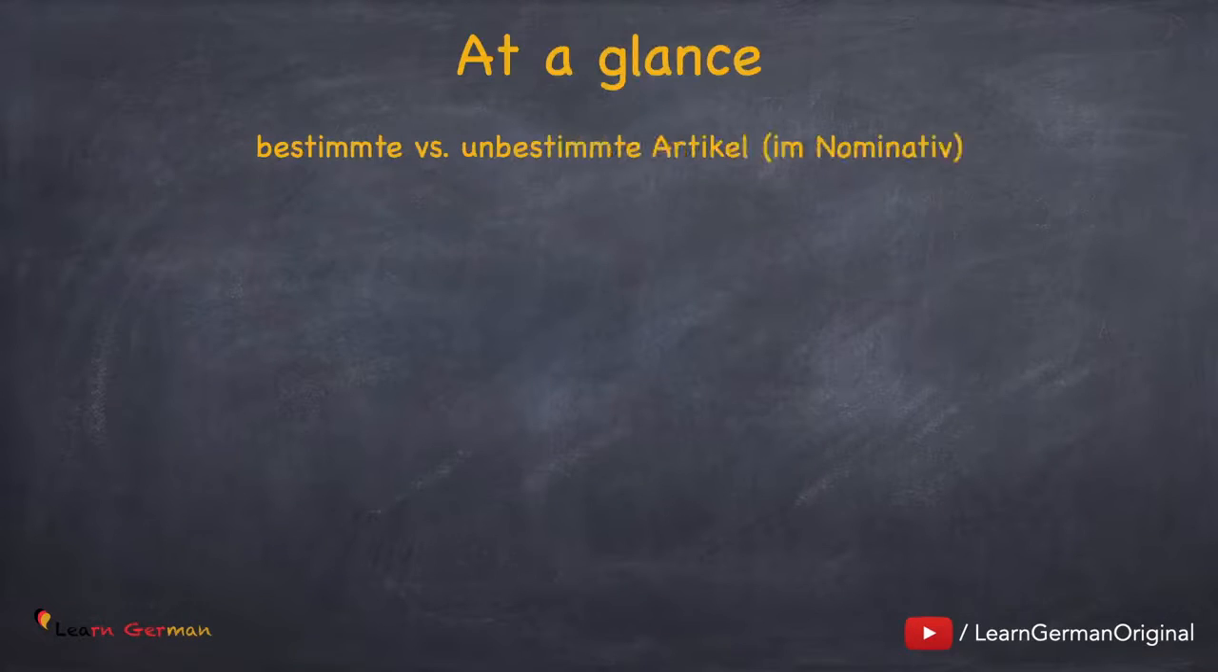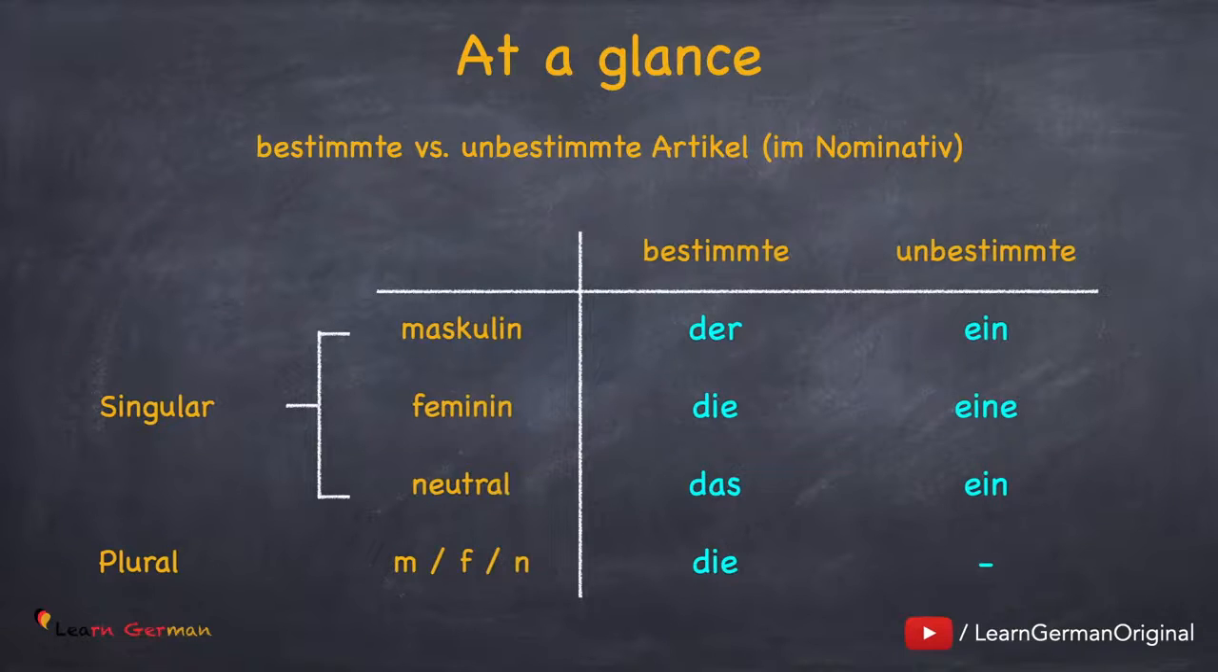So, let's summarize bestimmte and unbestimmte Artikel im Nominativ. For masculine, the bestimmte Artikel is der and unbestimmte Artikel is ein. For feminine, the bestimmte Artikel is die and the unbestimmte Artikel is eine. For neutral, the bestimmte Artikel is das and the unbestimmte Artikel would be the same as for masculine, that is, ein. For plural, irrespective of gender, the bestimmte Artikel is die and there is no unbestimmte Artikel.